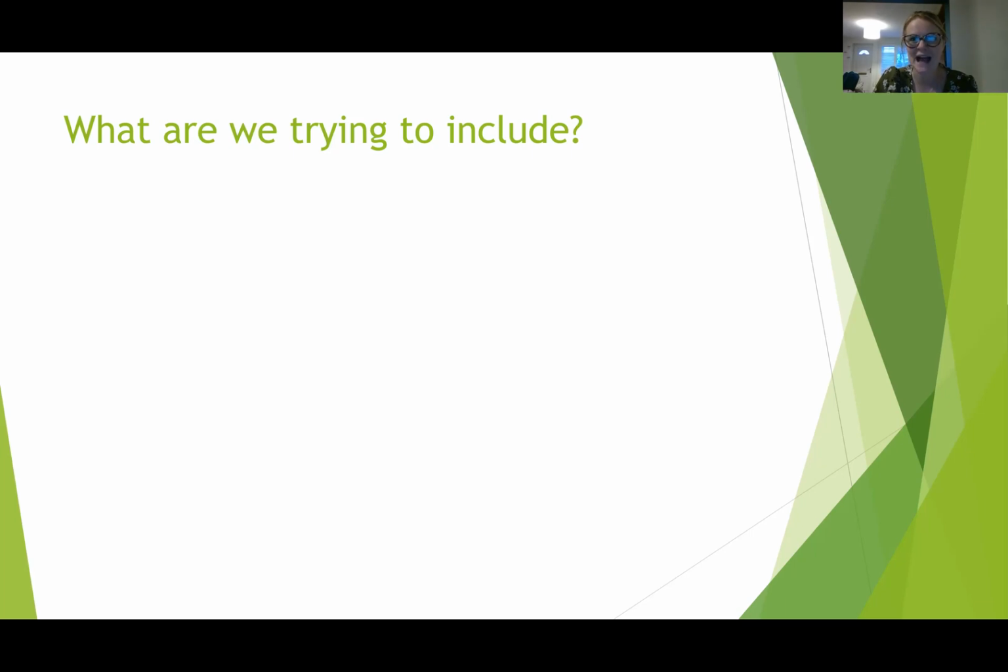Right, let's see how many you got. So we need to include expanded noun phrases. So using adjectives, describing words, to describe nouns. So for example, the deep, dark wood. Fantastic.